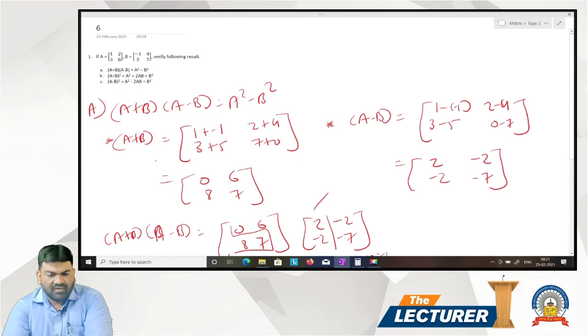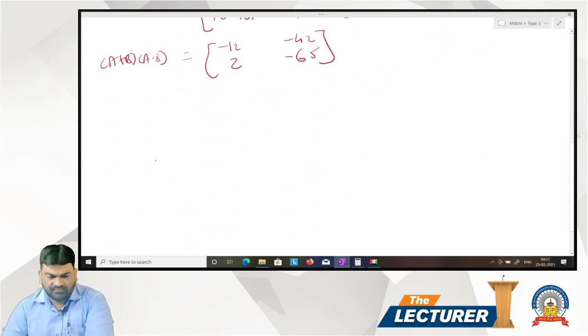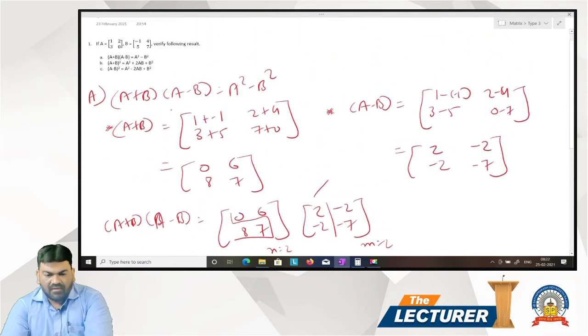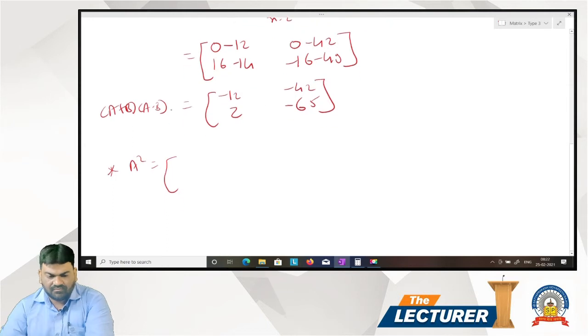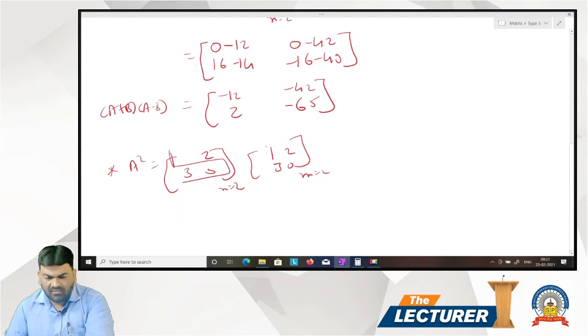Now we have to find out A square minus B square. First A square, A multiplied by A. A is 1 2 3 0. 1 2 3 0 multiplied by 1 2 3 0. First column, second row. Row wise, column wise.